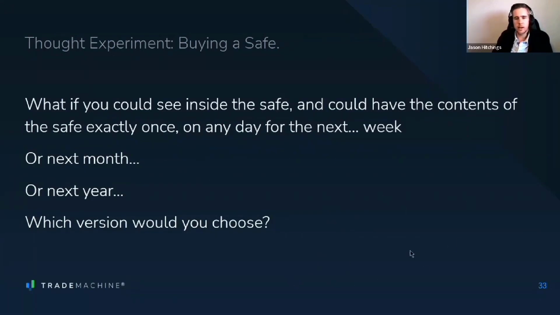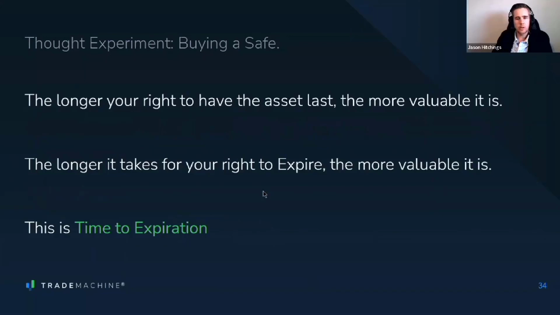So just for this analogy, let's say you could see what's inside the safe, and every single day for a week, you could choose whether or not to use your one-time right to get the contents of that safe. Or you could do that anytime for a month or anytime for a year. Obviously, the longer you have to make that decision, the more chances you're going to have to get the value that's closer to the maximum. And so the longer you have, the more valuable that becomes. In the options world, you refer to that as the time to expiration. It's the time until your right expires.